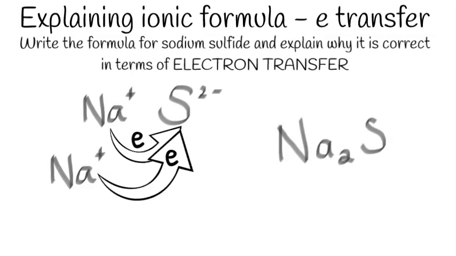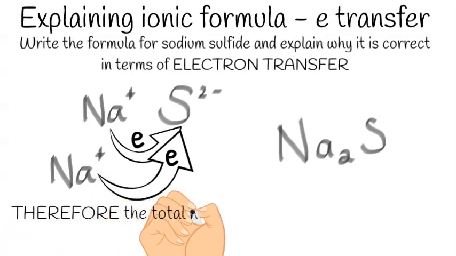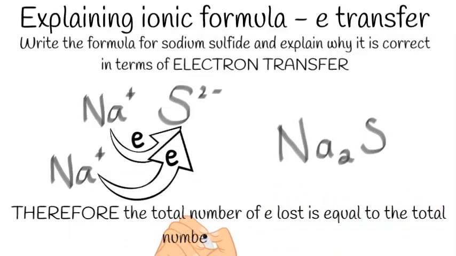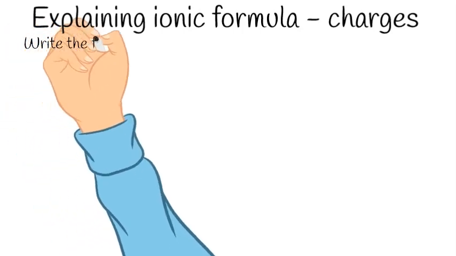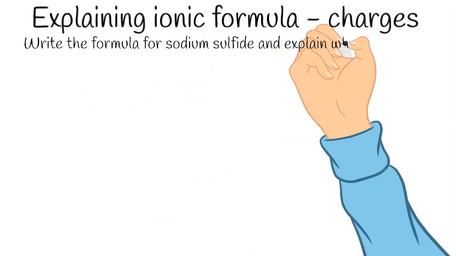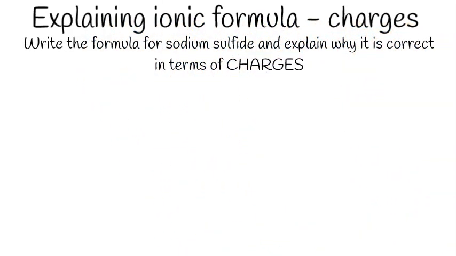In this way, we can see that the total number of electrons lost by 2 sodiums is equal to the total number of electrons gained by 1 sulfur. And in our final slide, we're going to again explain the ionic formula, but this time in terms of the charges instead of the electron transfer. We're going to keep with sodium sulfide for our example.